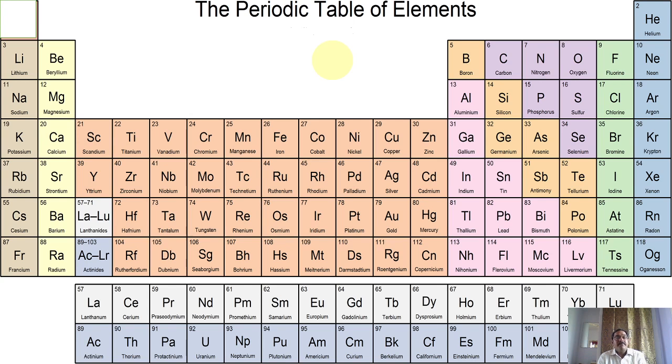Good morning, everyone. Before you, I am presenting the periodic table of elements. You can see all the elements except one. I have concealed one. I hope you can name the element. Yes, it is correct. It is hydrogen.